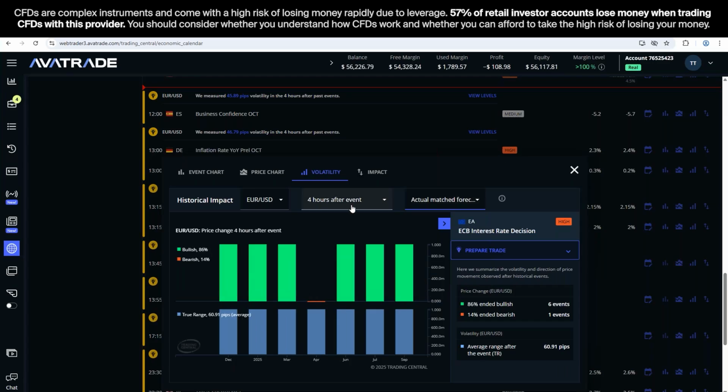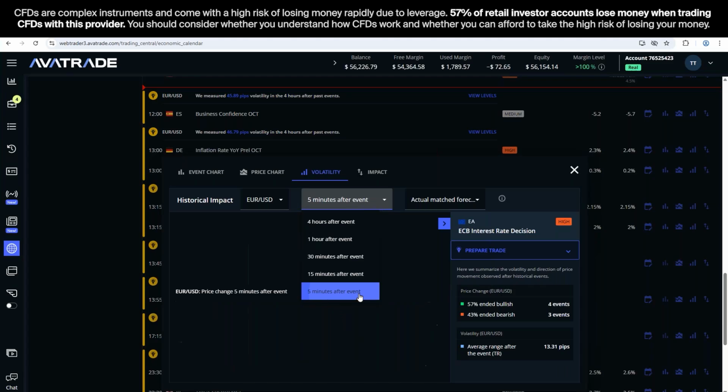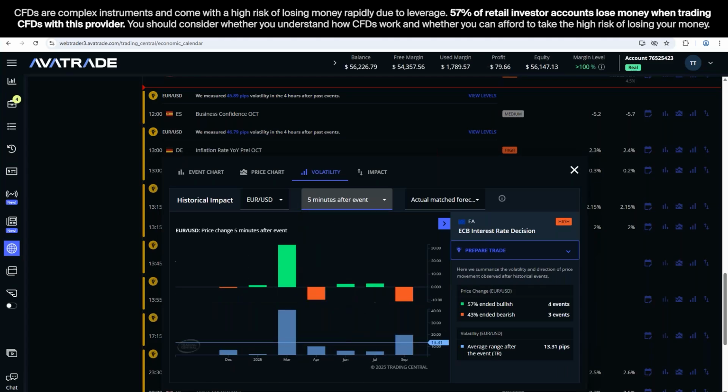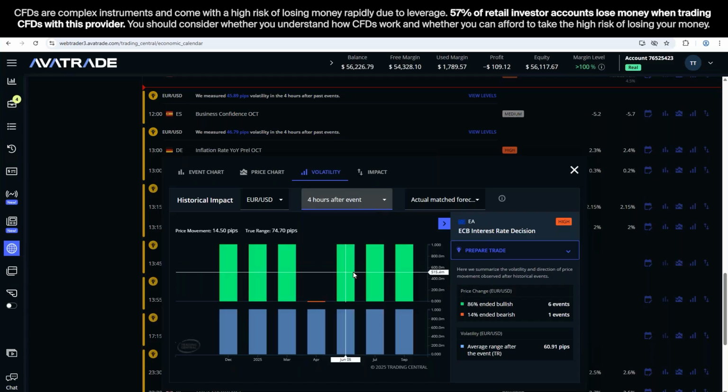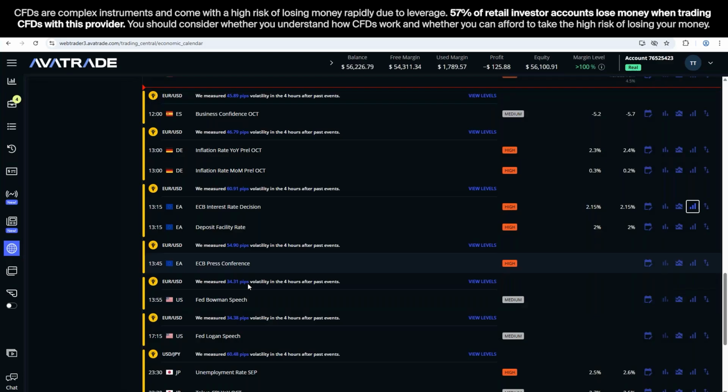If the rate decision comes in the first 5 minutes, it didn't move much. Average range movement, 13 pips. Only one of them went up significantly, like 32 pips. The rest of them were either down or went up very little, 1-2 pips movement in the first 5 minutes. But after 4 hours, much more significant movement, with one exception. So you can put together a trade plan for these announcements.